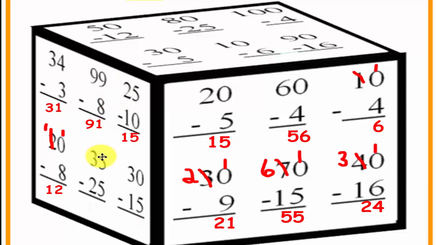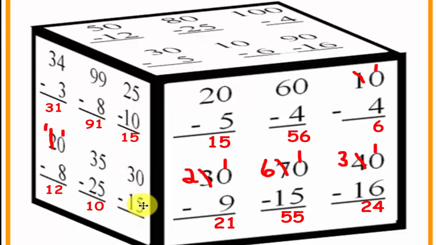Okay, let's look at this one. 35 minus 25. And the answer is 10. How'd that come about? Well, simply put, 5 from 5 is 0, and 2 from 3 is 1. So, to double check, 25 plus 10 is 35. Now, let's look at the next one.